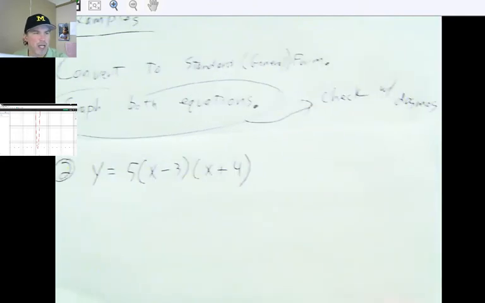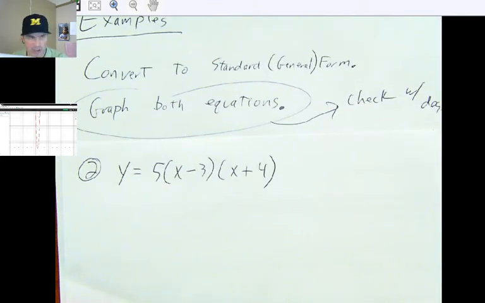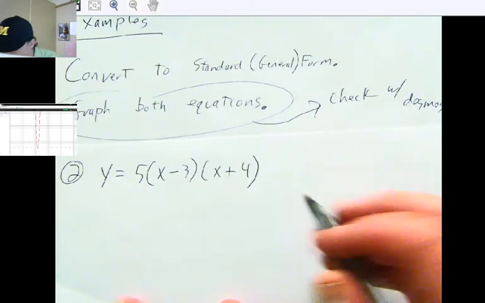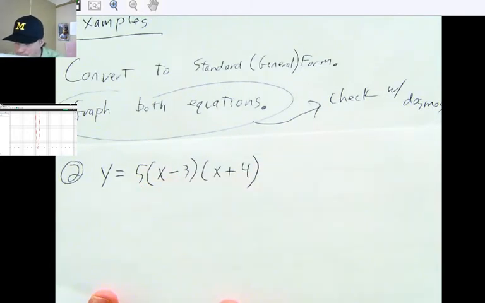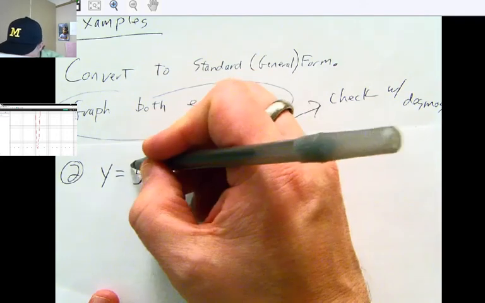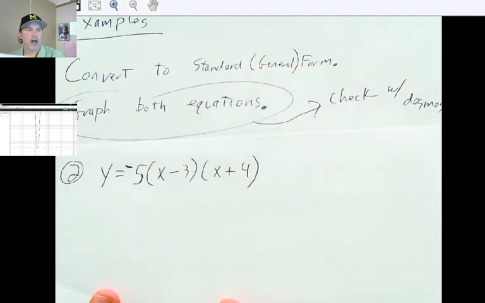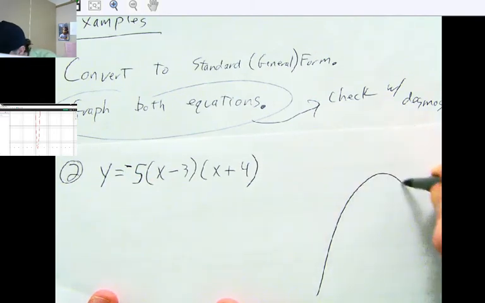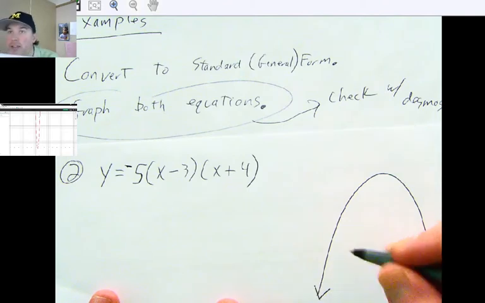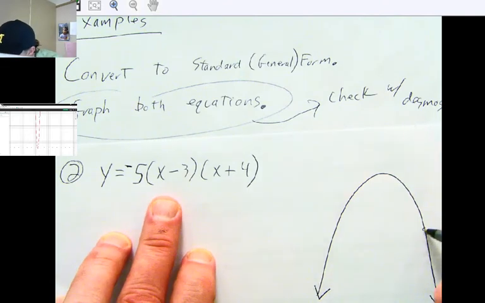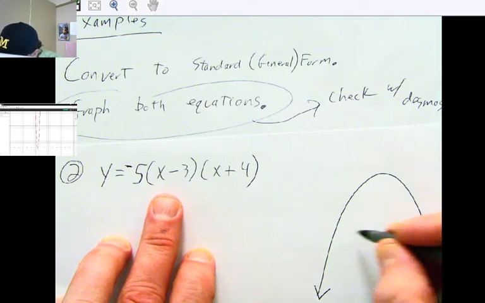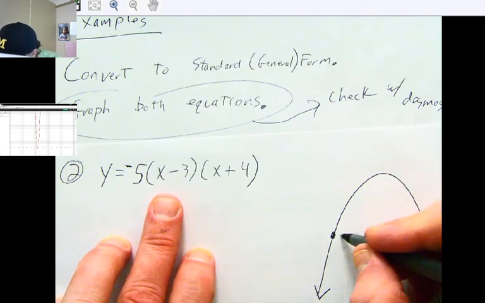All right, last example today, same instructions, but this time instead of being in vertex form, they're giving me an equation in factored form. I'm actually going to graph it first. I think to make this interesting, let's make it a -5. Because it's a -5 in front, I know it's a downward facing parabola, so it's going to look like this. My x-intercepts, I have one at 3, 0, and I have another one over here at -4, 0.